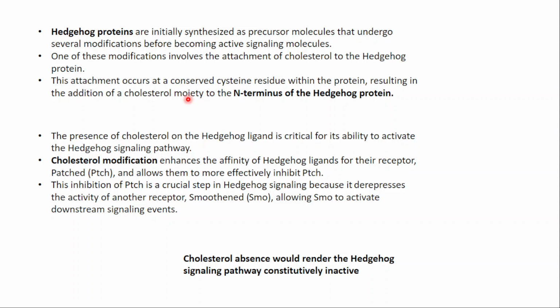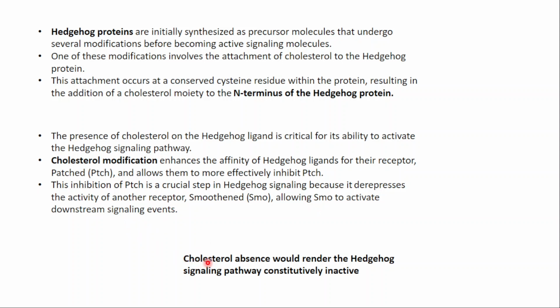Cholesterol modification enhances the affinity of hedgehog ligands for their receptor patched and allows them to more effectively inhibit patched. So cholesterol-modified hedgehog protein can more effectively inhibit patched and thereby turn on hedgehog signaling. This inhibition of patched is a crucial step in hedgehog signaling because it de-represses the activity of another receptor, smoothened, allowing smoothened to activate downstream signaling events.